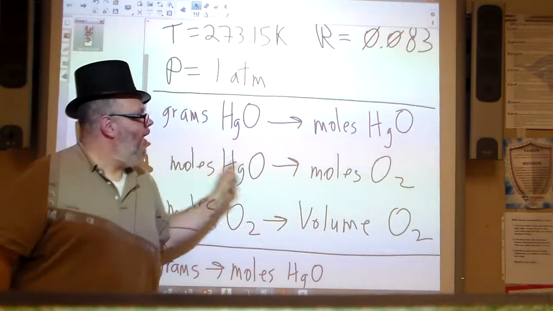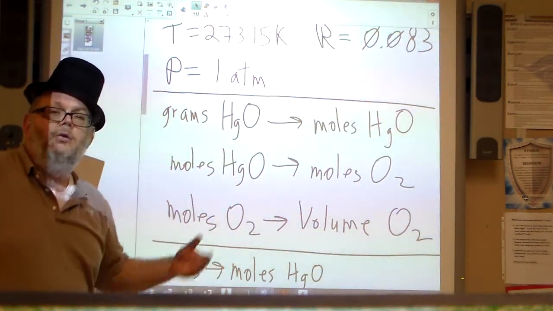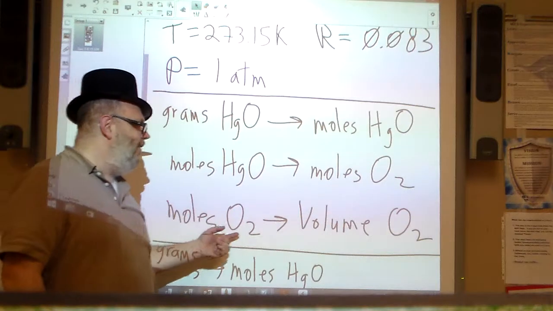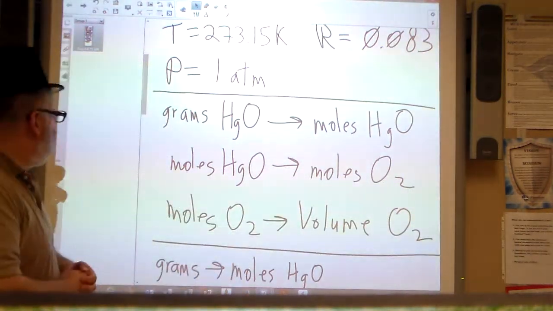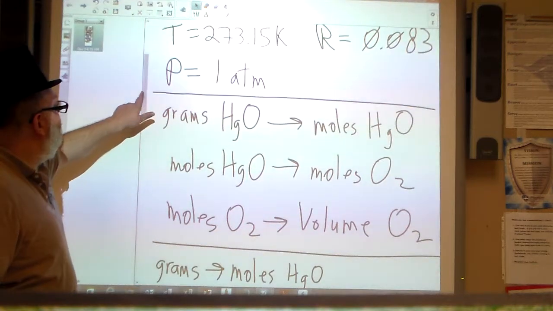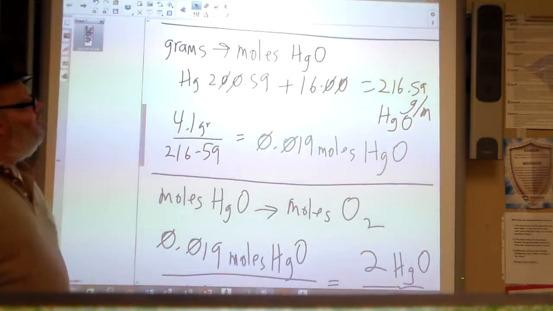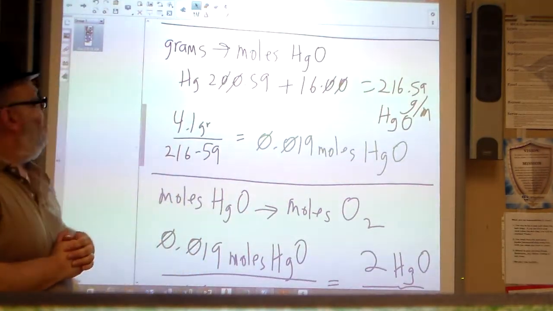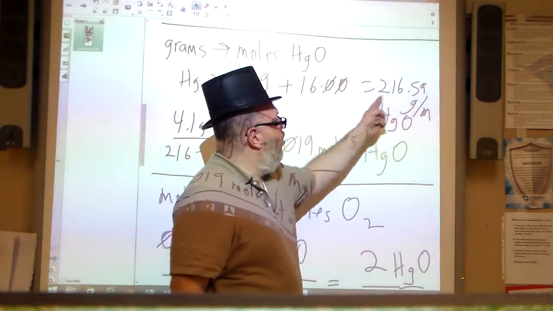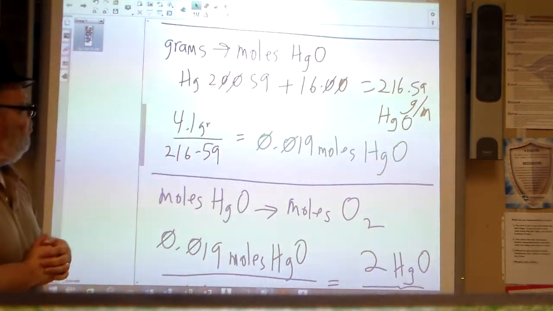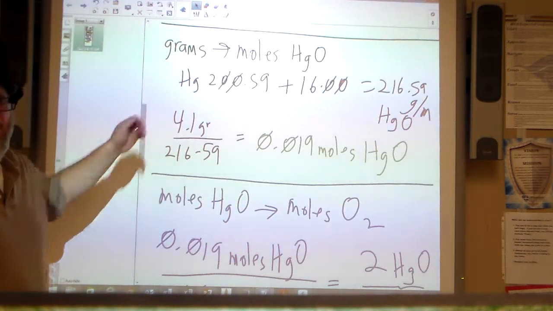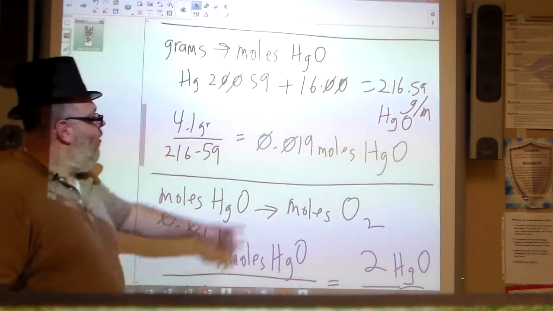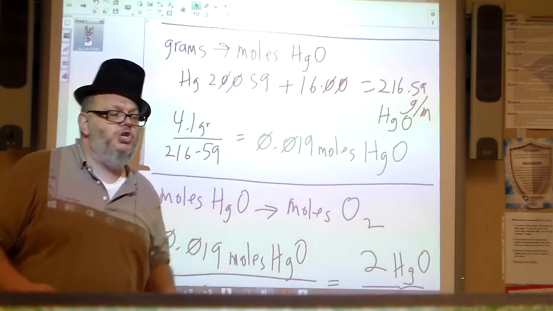Those first two steps, guess what? Stoichiometry. You can't escape it. Once we have the moles of O2, then we can use the ideal gas law to figure out our volume of O2. So from grams to moles of HgO, we need to figure out how many grams there are in a mole of HgO, which is 216.59. We took our 4.1 grams, divided it by our grams per mole, and we get 0.019 moles of HgO.